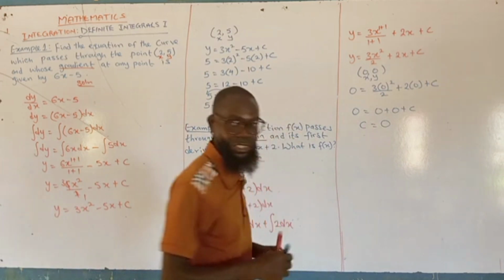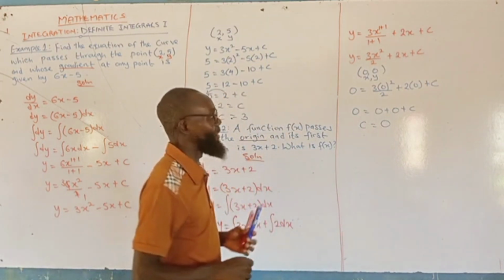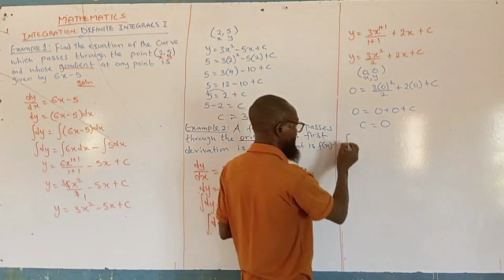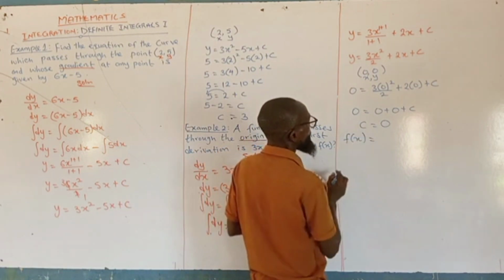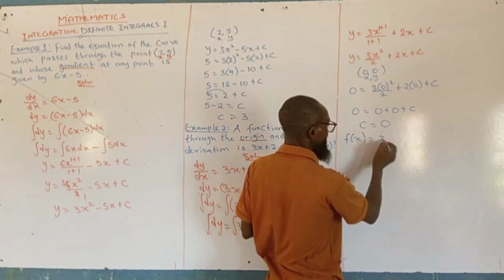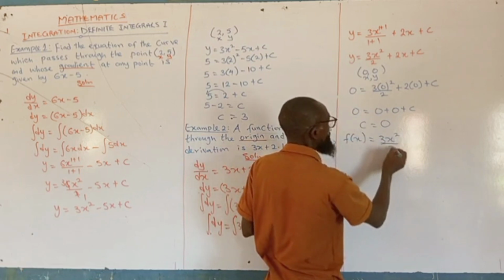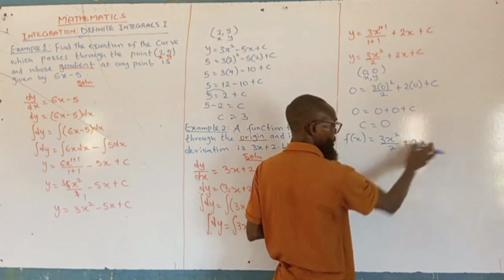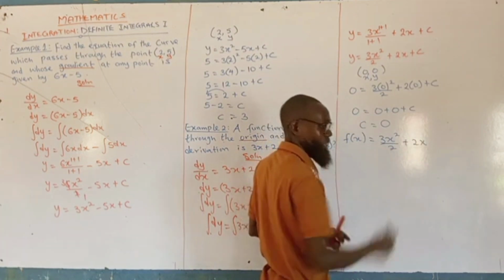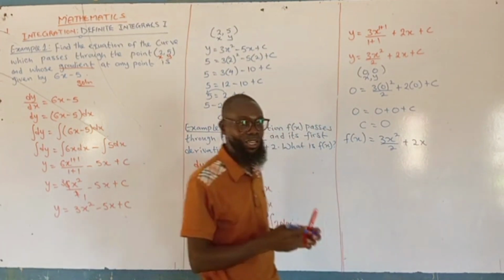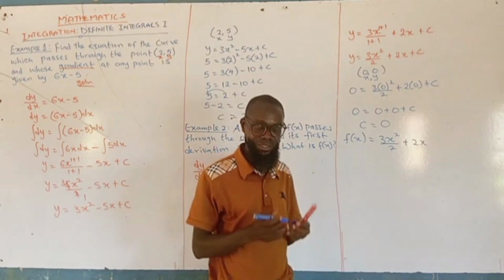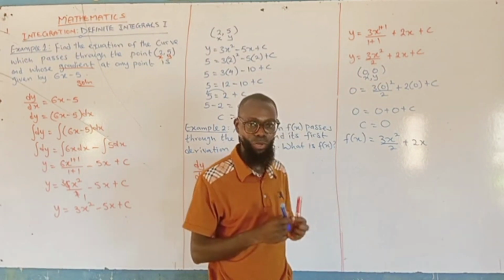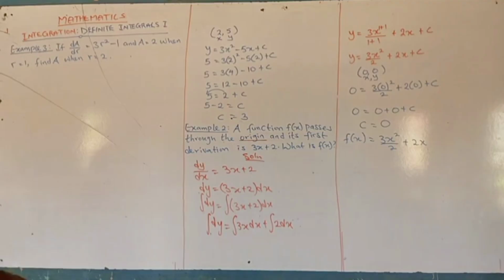So since our constant is equal to 0, what is f of x? Our f of x will now equal, coming back here, 3x squared over 2 plus 2x. Then our constant c is 0. So we leave our answer this way. This is the first integral value, in which we are given the value of x and the value of y.